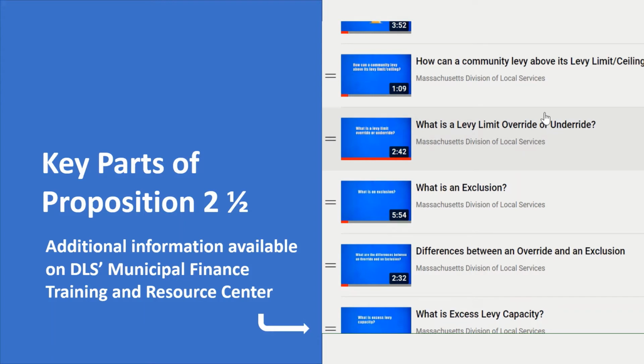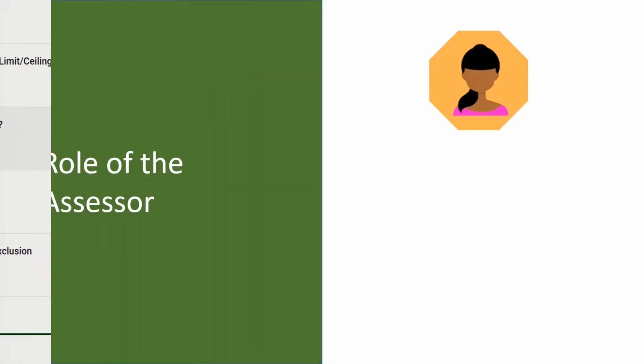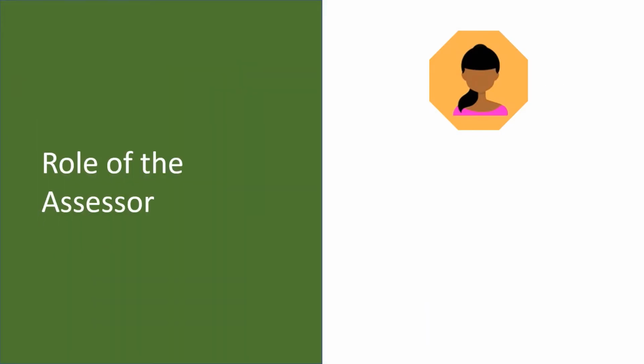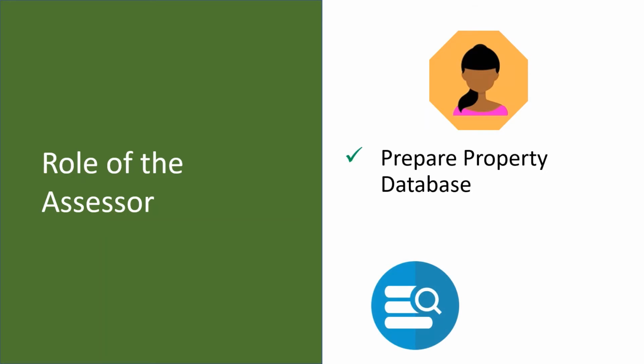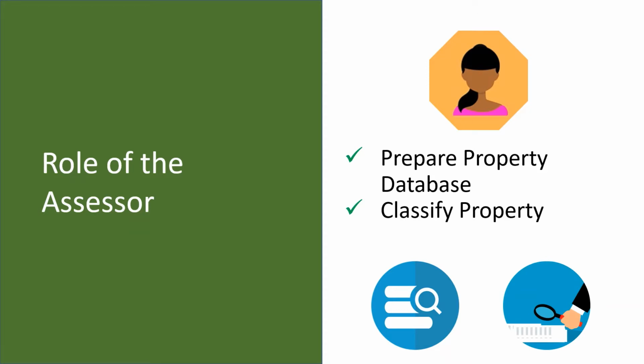Since property taxes are the primary source of revenue for Massachusetts municipalities, the assessor serves as a key member of a community's financial management team. Among their other duties, the assessor prepares and maintains an accurate property database and classifies real estate into 4 classes: residential, commercial, industrial, and open space. They also determine the valuation of property as of the January 1st assessment date, which requires knowledge of various appraisal methodologies.